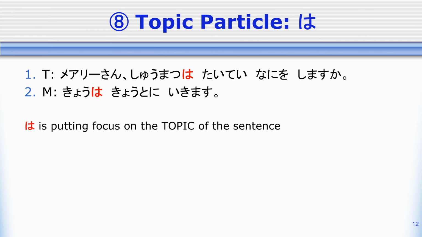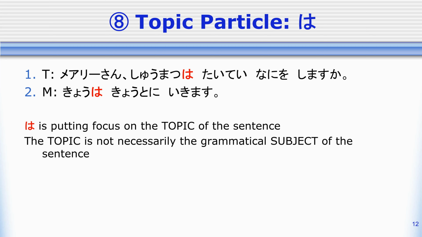So in both of these cases, we have wa putting a focus on the topic of the sentence, but the topic of the sentence is not necessarily the same as the subject. In other words, the topic is not necessarily always going to be a person or the person who's doing the verb. So when Takeshi-san asked this question, Mary-san, as for the weekend, on the weekend, what do you usually do?